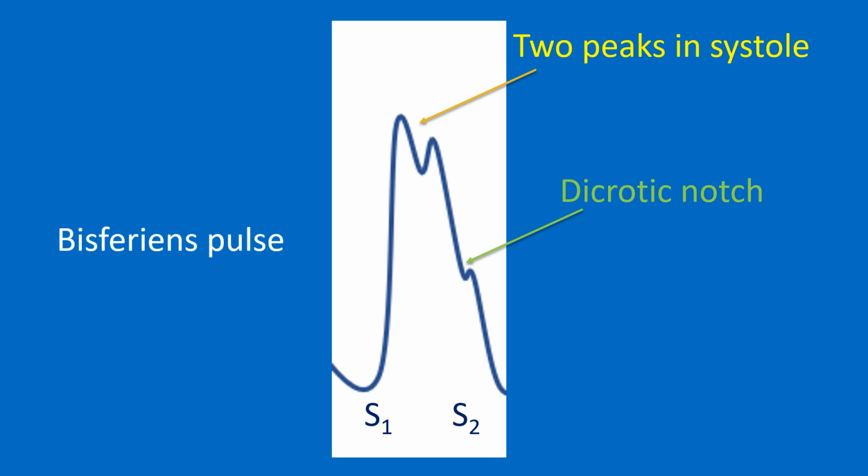Pulsus paradoxus is an exaggeration of the inspiratory fall in pulse volume, characteristic of cardiac tamponade. Pulsus alternans, a feature of left ventricular failure, is the beat-to-beat alternation in pulse volume.